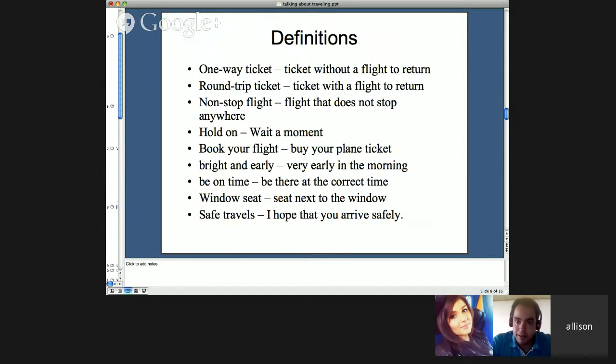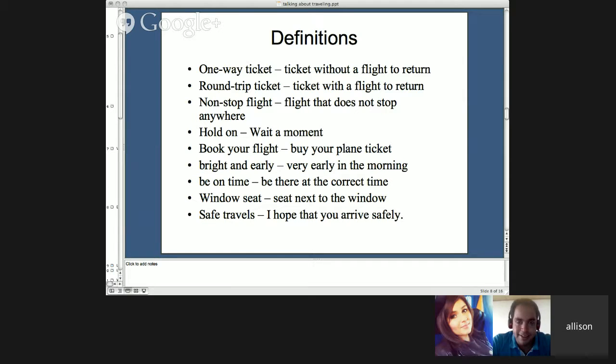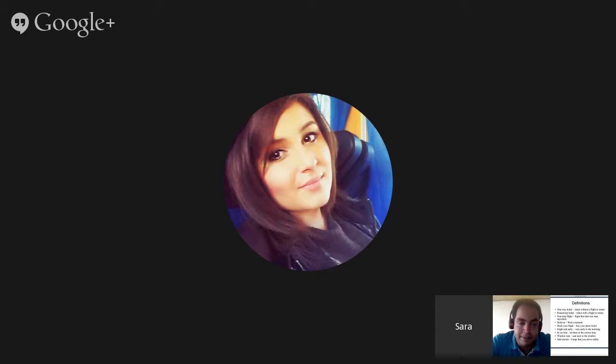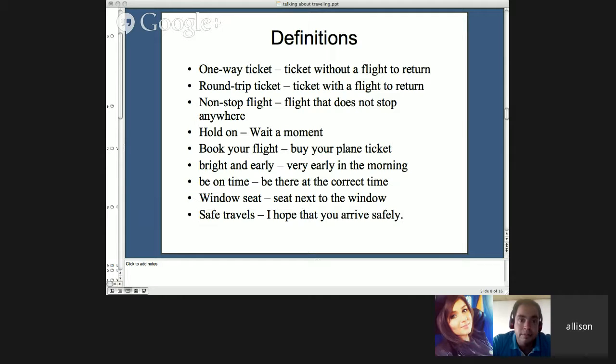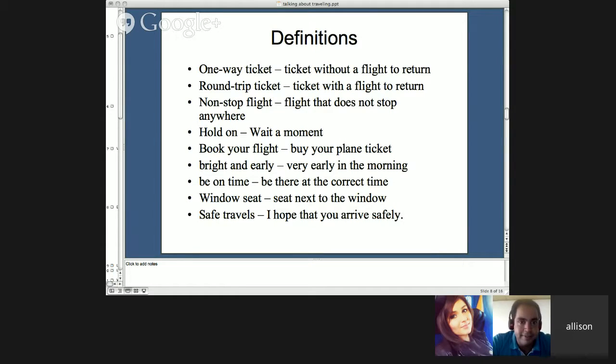Okay, let's continue. Let's review really quick what we just learned. All right, Fernando, the first one, please read. One-way ticket. Ticket without a flight to return. Good. So only going there, no return. Great. Sarah, the next one. Round trip ticket. Ticket with a flight to return. Good. So there and back. Awesome. Fernando. Non-stop flight. Flight that does not stop anywhere. Excellent. Yeah, we're going directly to New York. No stopping. All right, Sarah, the next one.